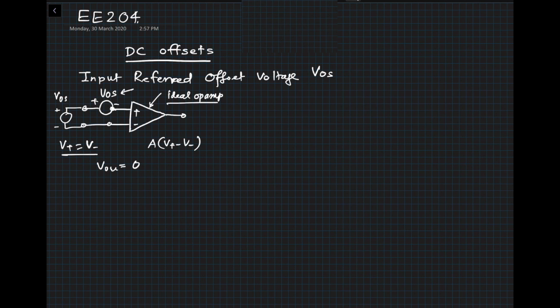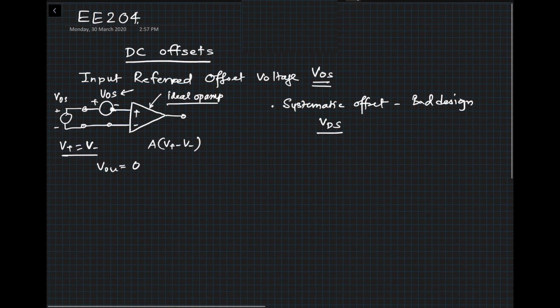So the input referred offset voltage VOS can happen because of multiple things. One is systematic offset. So this could be just by bad design. If you don't bias things properly, if you don't match your VDS. So for example, when we have a current mirror, and if you don't match the VDS, then the current will be different in the two sides. So VDS mismatch. These are all design related problems.